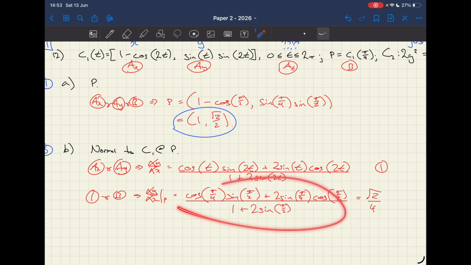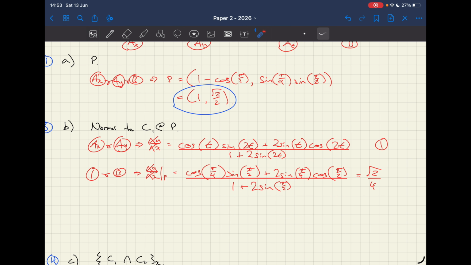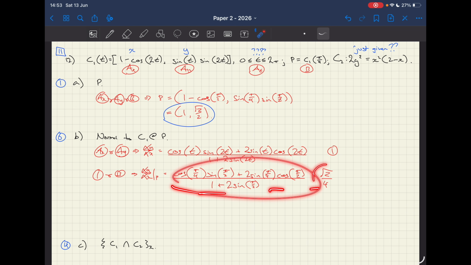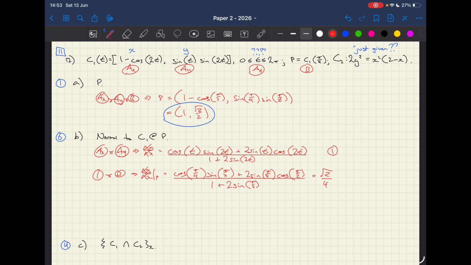I may have written this down wrong. I'm hoping that it's all correct in what we're doing. Do you know what I mean? I think I didn't plug that in the calculator to double check, but I think it should be fine. So that's the gradient at that point. So if we take number 2, that should tell us that the gradient of the normal is going to be -4 on root 2.